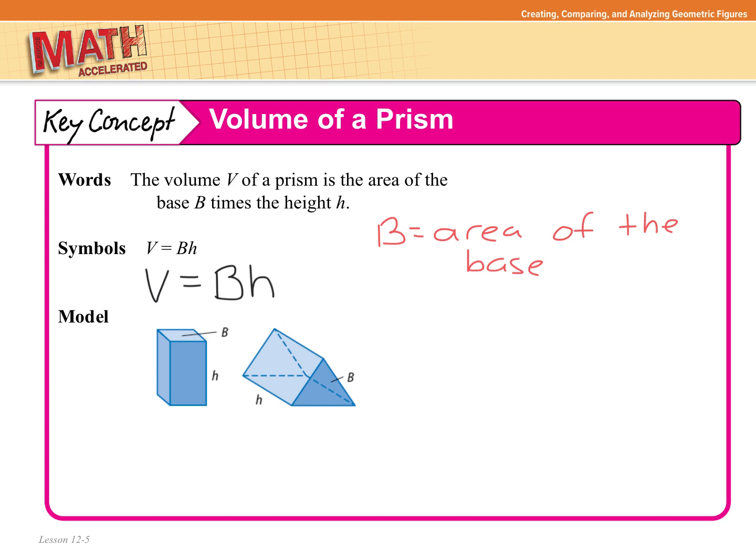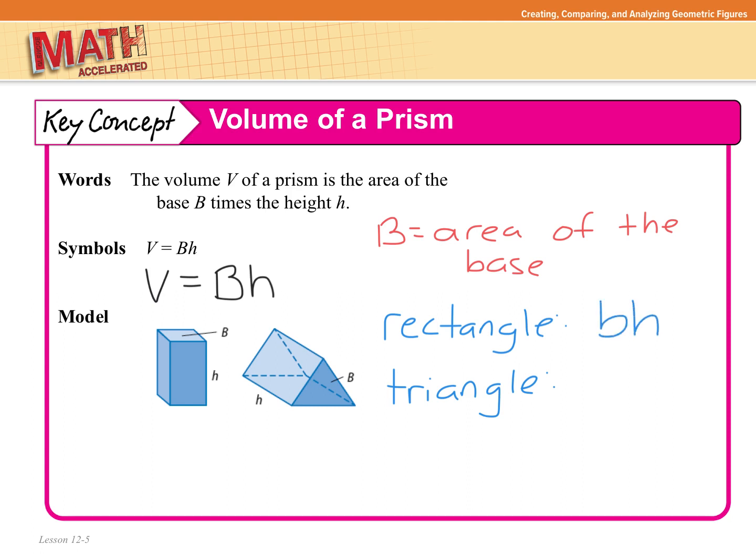Okay, how many different prisms did we talk about yesterday? We have a rectangular prism and we have a triangular prism. So we have two different base shape options. We have our rectangle and we have our triangle. How do we find the area of a rectangle? Base times height. So area of a rectangle would be base times height.